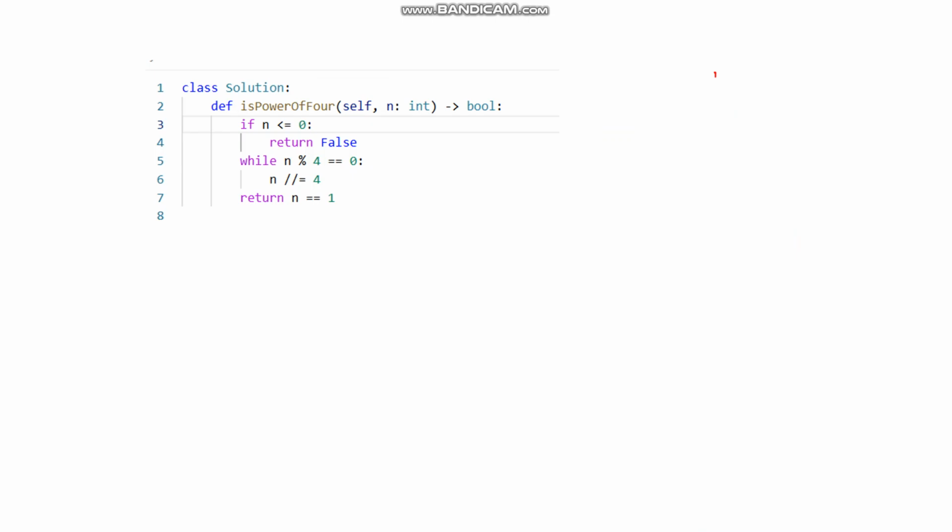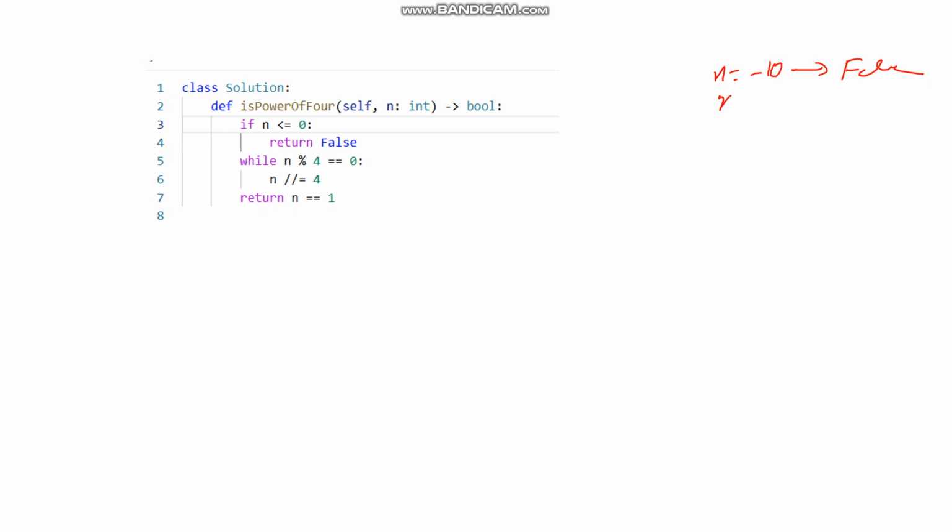Assume here, if I give the n value as minus 10. Minus 10 is less than or equal to 0. The condition is true, so it returns the false value. Why the false value? Because it is not a power of 4.